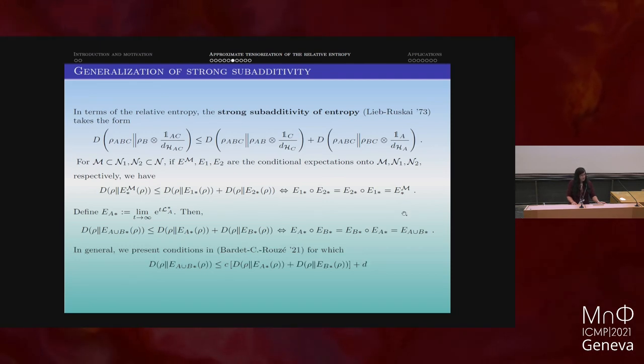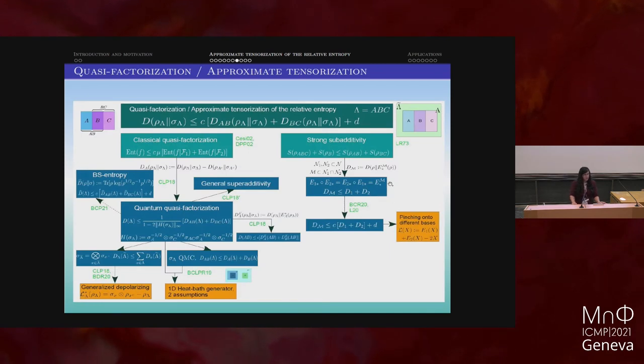And this is why what we did in this project was to study for which conditions we have inequalities of this form. So a generalization of the inequality that we have here, but now with multiplicative and additive terms. Okay, so this, we will see, gives rise to some results regarding MLSI too, as before.